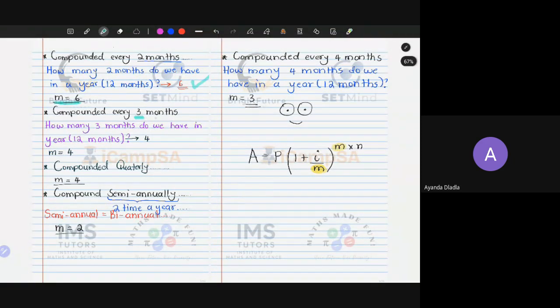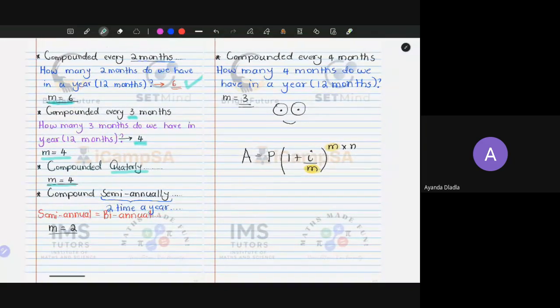We did it for 3 months. How many 3 months are there in a year? There's 4 3-months, which means whenever they say compounded every 3 months, our compounding period is 4. And when they say compounded quarterly, the compounding period is 4, and so on and so on. That is what we covered last time.